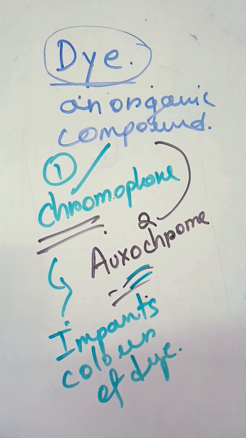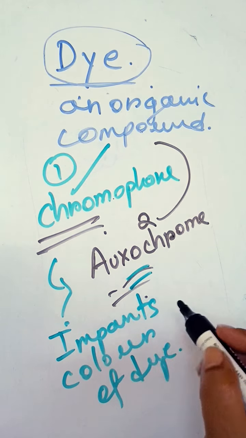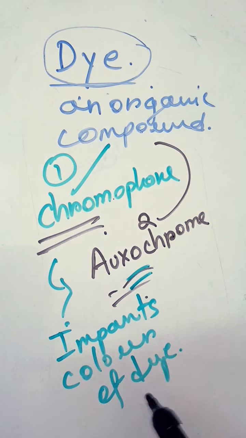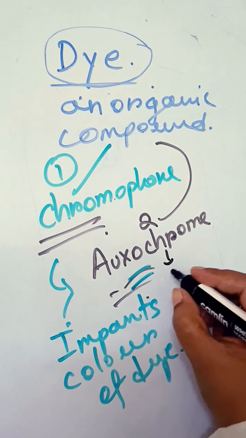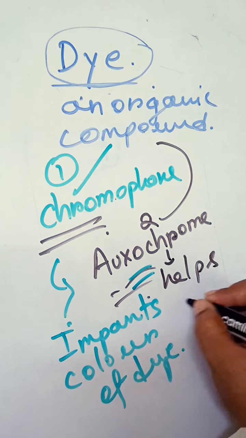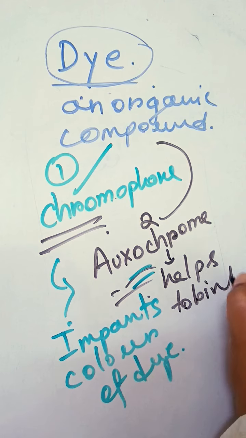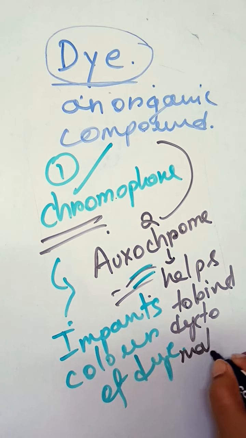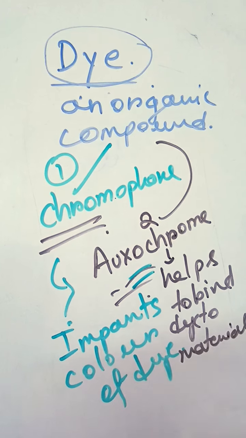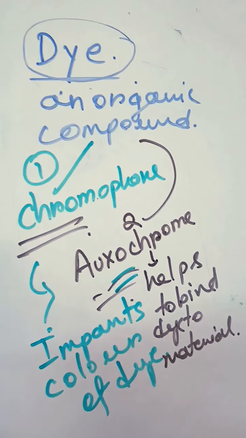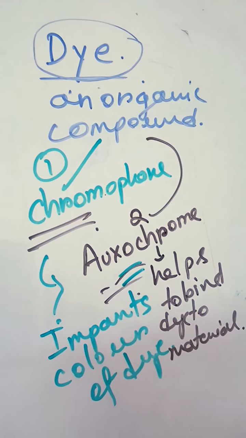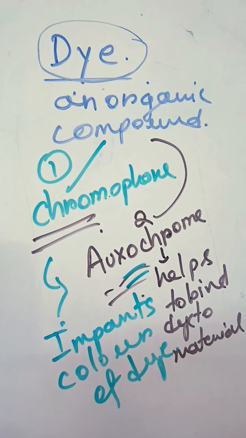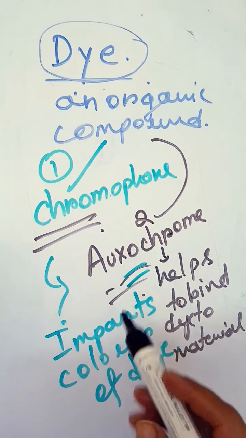Now the auxochrome is not directly involved in the color intensity of a dye. Basically, the auxochrome helps to bind the dye to the material or the bacteria. In microbiology, the auxochrome helps to bind the dye particle to the microbes. So these two are very important.